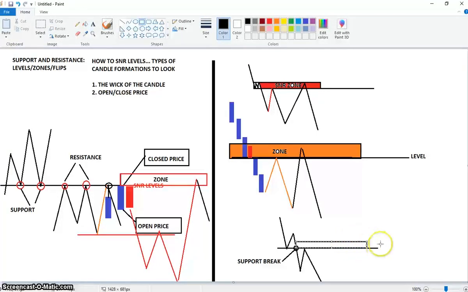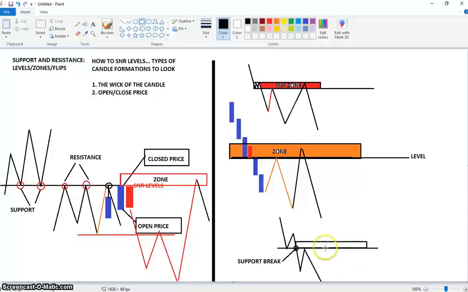This one is a zone. This one here is a support, is a level. This is a level, this is a zone like we have here. This line is a level, this is a zone. And we say levels can reject from either the wick of the candle or the open and the close price of the candle. Okay, those are places you can have zones.